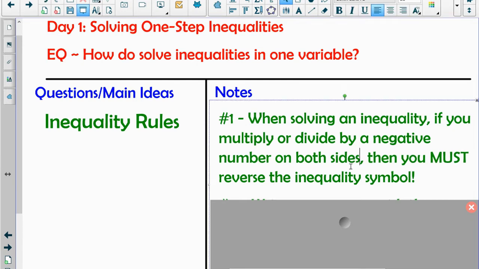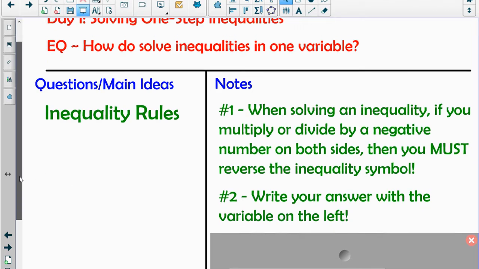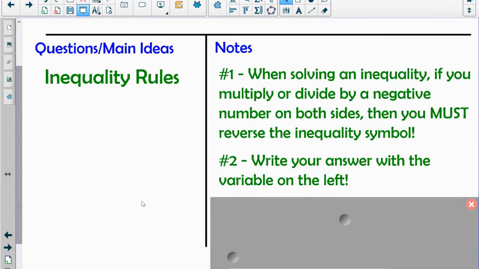And number two, we always want to write our answer with the variable on the left. So if you solve the inequality and the variable is on the right-hand side, all we want to do is reverse everything and write the variable on the left-hand side. The reason why we do that is it makes it easier to think about the solutions using a number line.